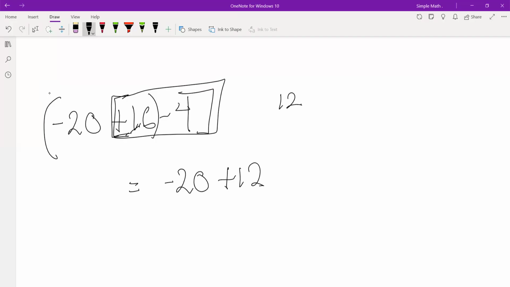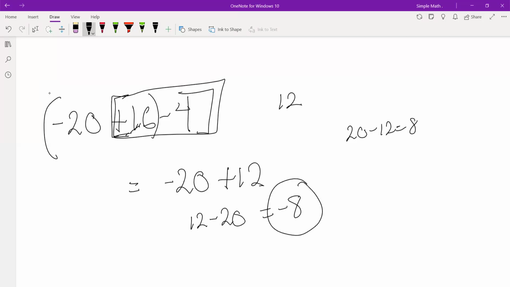So what is minus 20 plus 12? It is the same thing as saying 12 minus 20. You can just rearrange it as 12 minus 20. If you don't know it directly, you can ask yourself, 20 minus 12 is 8, right? So obviously 12 minus 20 will be minus 8. And that's your answer. So your answer here is minus 8.